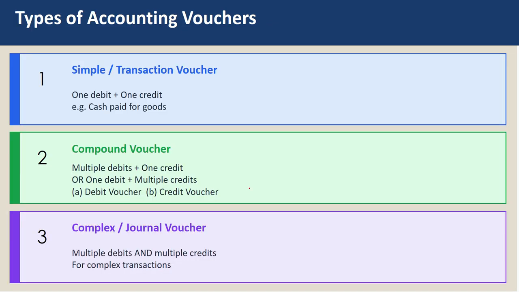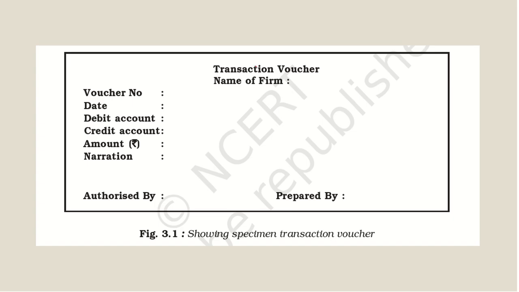Now let's see the types of accounting voucher. First is a simple transaction voucher, which will have one debit and one credit. It shows that one account is debited and the other account is credited. Example, cash paid for goods. The specimen is given in your textbook. This is a specimen of a transaction voucher, which has the voucher number, date, one debit account and one credit account. You write the amount, narration and the signature.